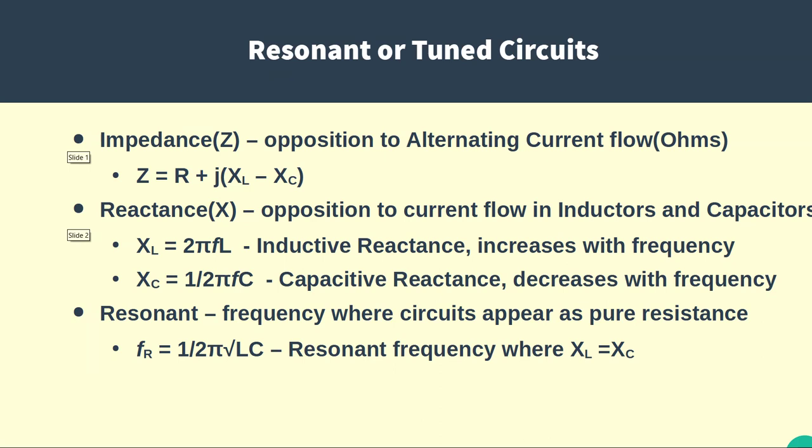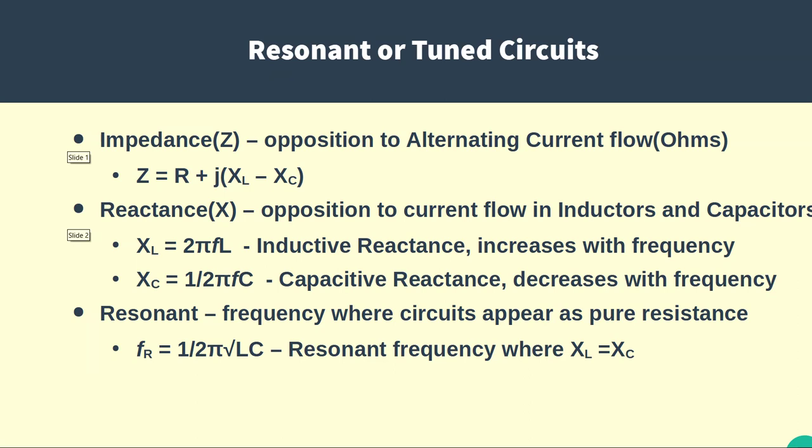We had only talked about resistance, which was the opposition to current flow, regardless of AC or DC. It's not frequency dependent. But we also have a term we call impedance, and we use a capital Z to represent impedance, where we use a capital R for resistance. And impedance is the opposition to alternating current flow. We still measure it in ohms, but it's a frequency dependent opposition.